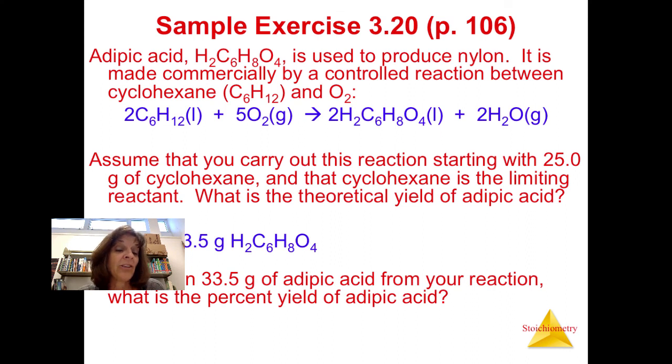And then if you actually get 33.5 grams of adipic acid, what's the percent yield? So this is where you compare your theoretical yield to what you actually got. Remember, it's actual over theoretical times 100. You should get 77%.